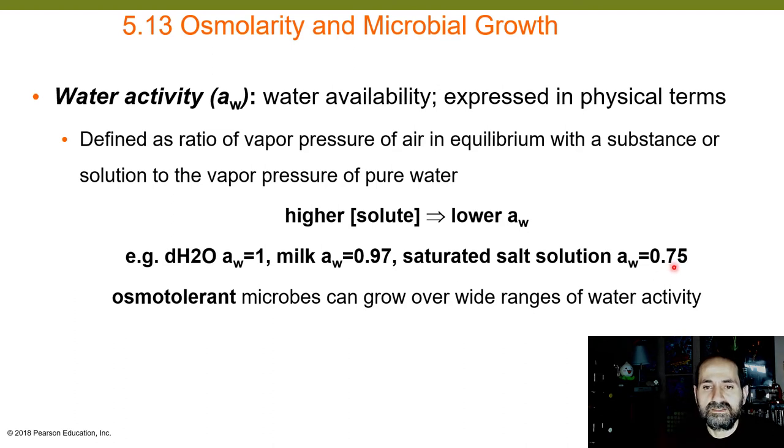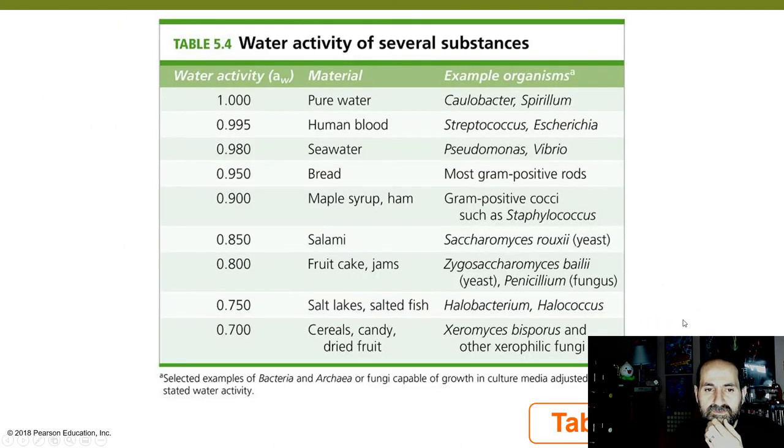You see, so the less water availability there is, the lower this ratio is. And bacteria that are osmotolerant include ones that can grow over a wide range of water availability or water activity. You can see here that some foods, including jams, dried fruit, cereals, candies, have a very low water availability.